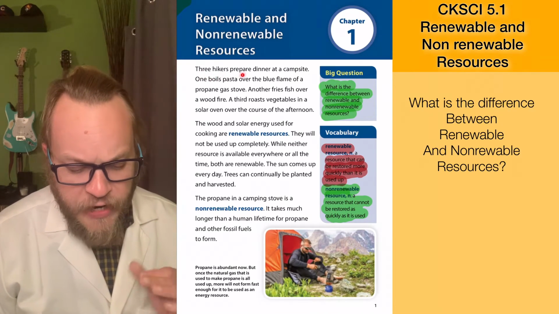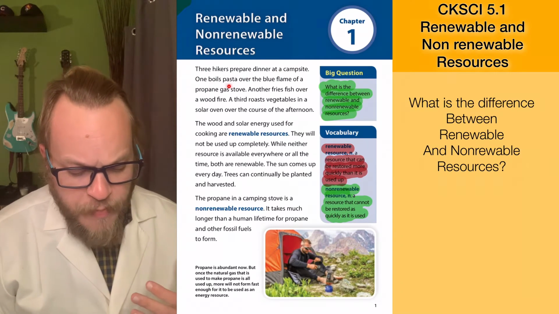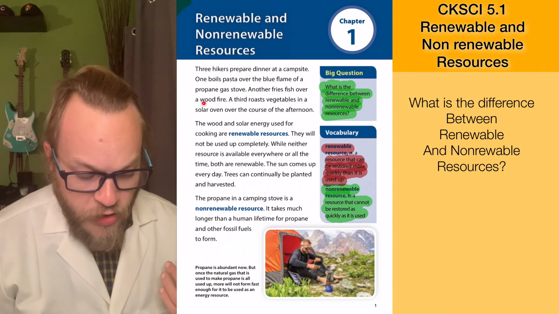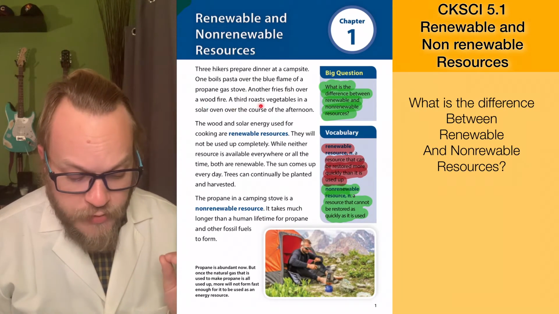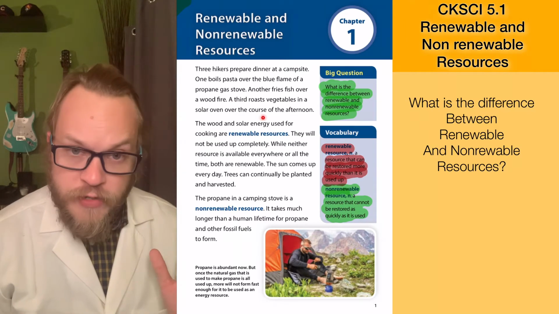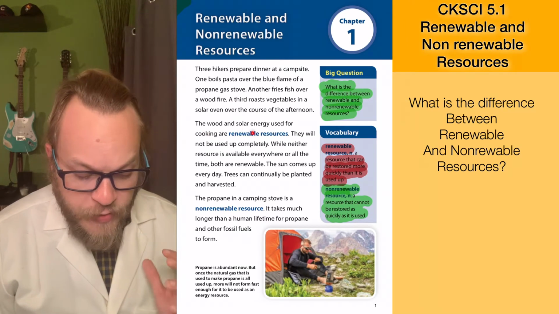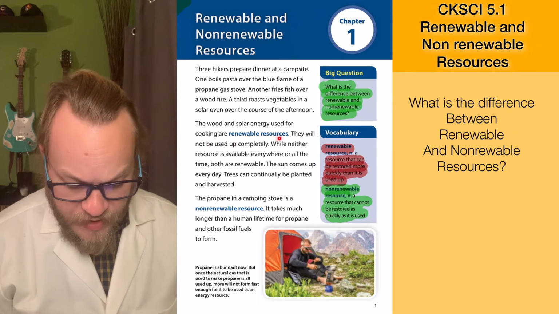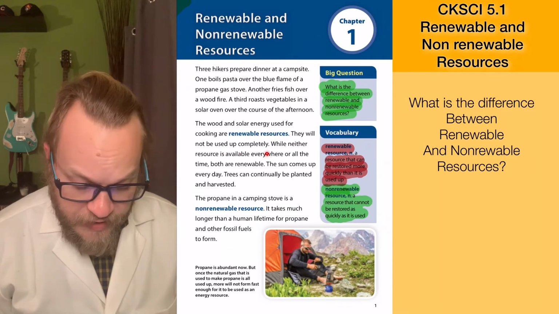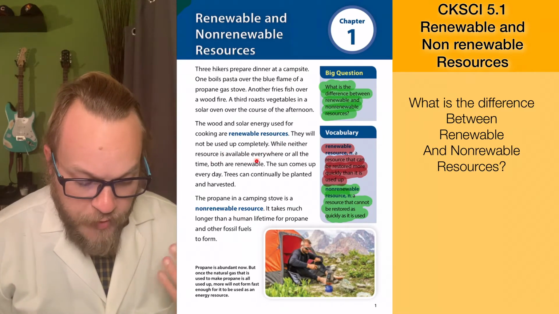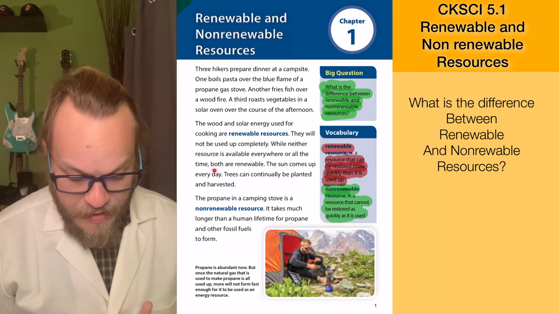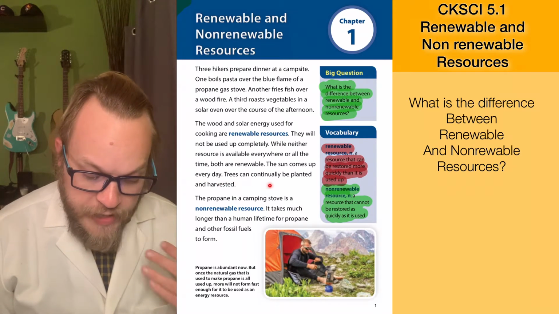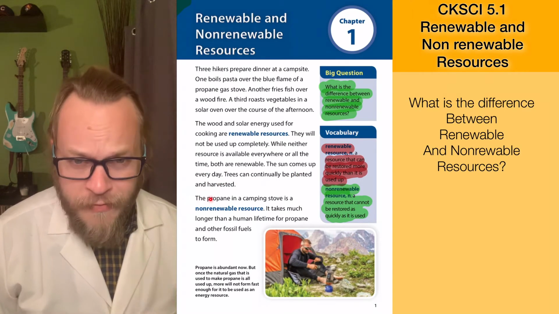Three hikers prepare dinner at a campsite. One boils pasta over the blue flame of a propane gas stove. Another fries fish over a wood fire. A third roasts vegetables in a solar oven over the course of the afternoon. The wood and solar energy used for cooking are known as renewable resources. They will not be used up completely. While neither resource is available everywhere or all the time, both are renewable. The sun comes up every day, and trees can continually be planted and harvested.